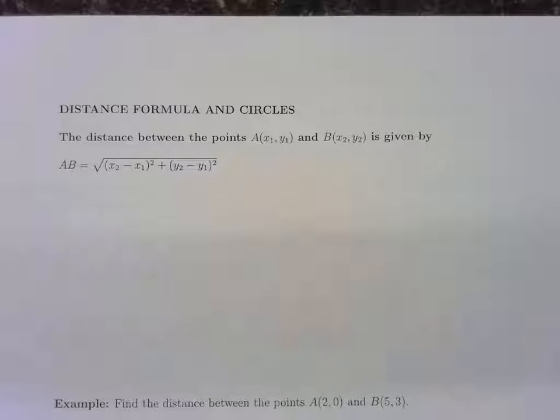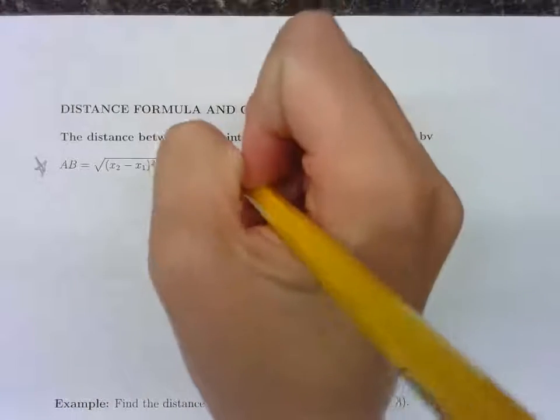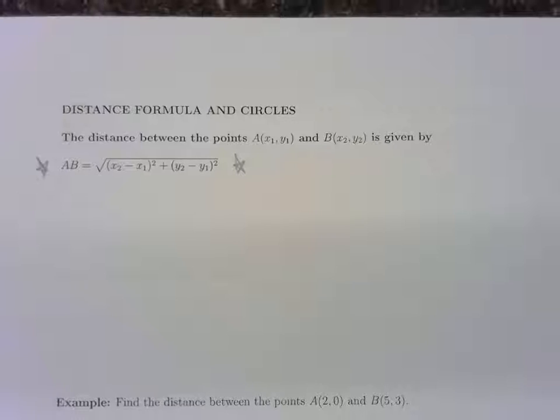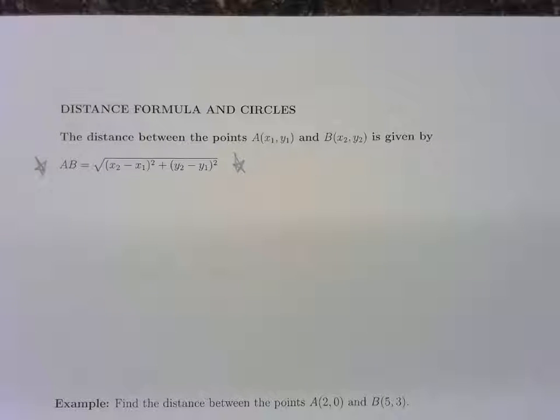Okay, so top of page 15, it says the distance between points A, which we just named (x1, y1), and B (x2, y2) is given by AB equals the square root of (x2 minus x1) squared plus (y2 minus y1) squared. This formula needs to be memorized. There will probably be a couple on the SAT for distance formula.